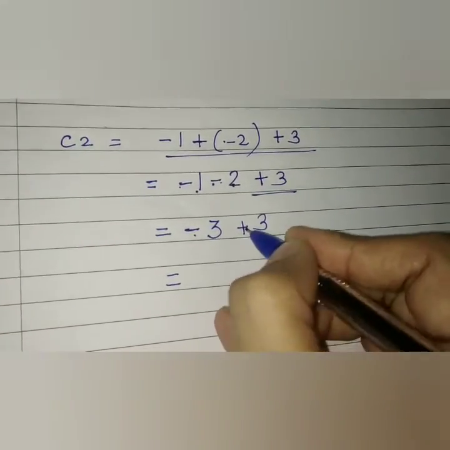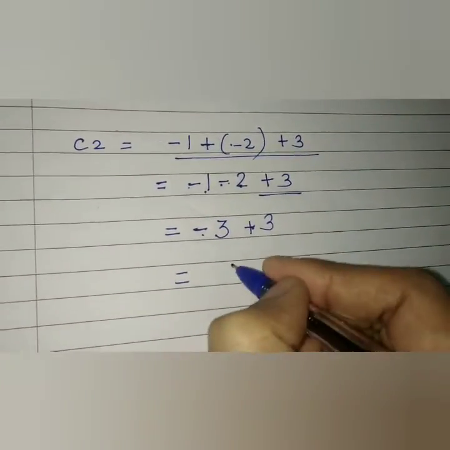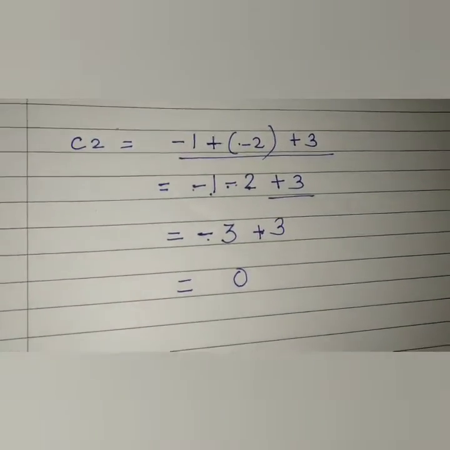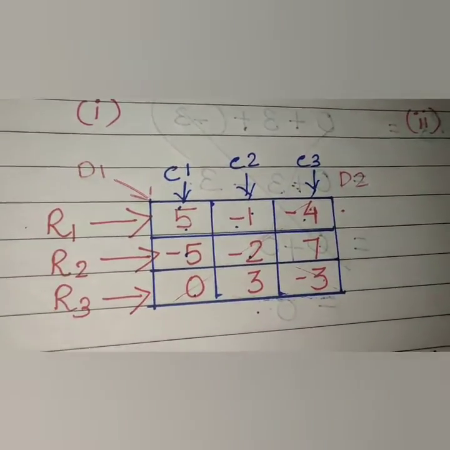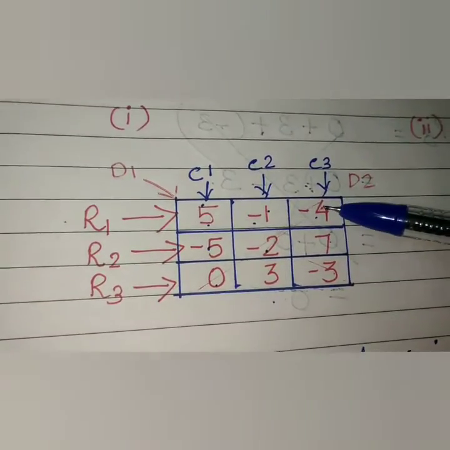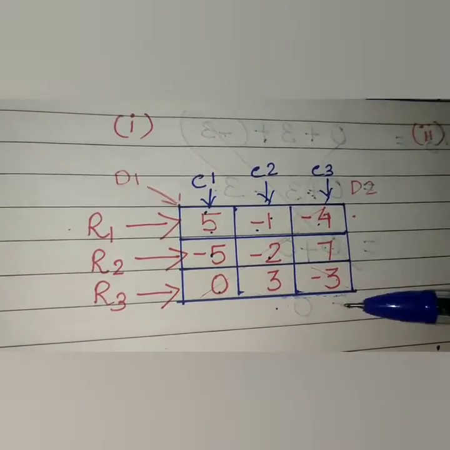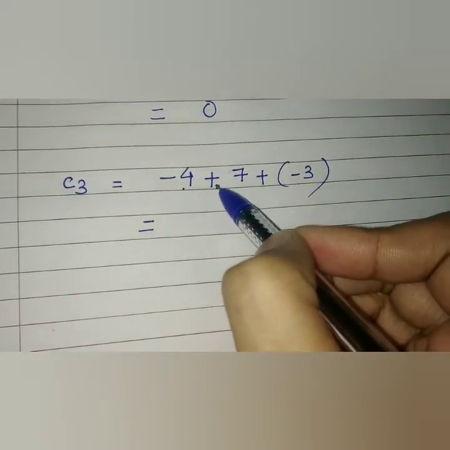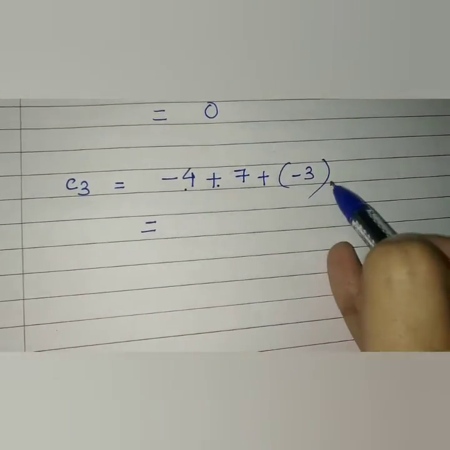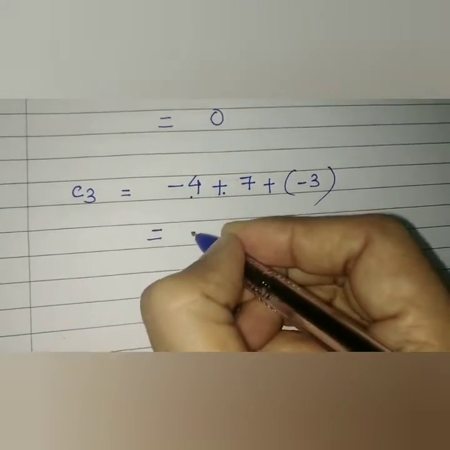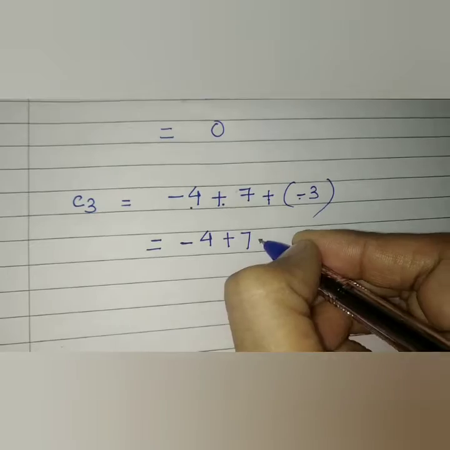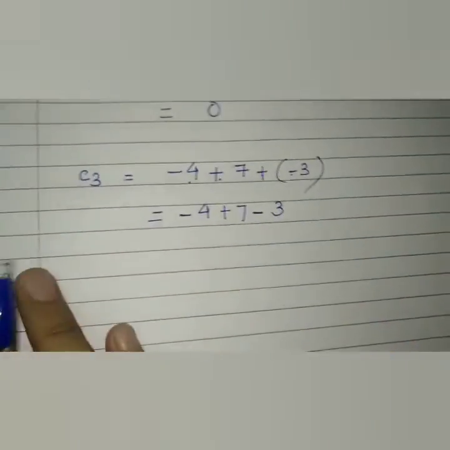So minus plus is what? Minus. 3 minus 3 is what? 0. So the answer of column number 2 is what? 0. Now column number 3. It has minus 4, 7 and minus 3. So I have written minus 4 plus 7 and minus 3 as the values. So we will add all these values. Minus 4 plus 7 plus minus 3.